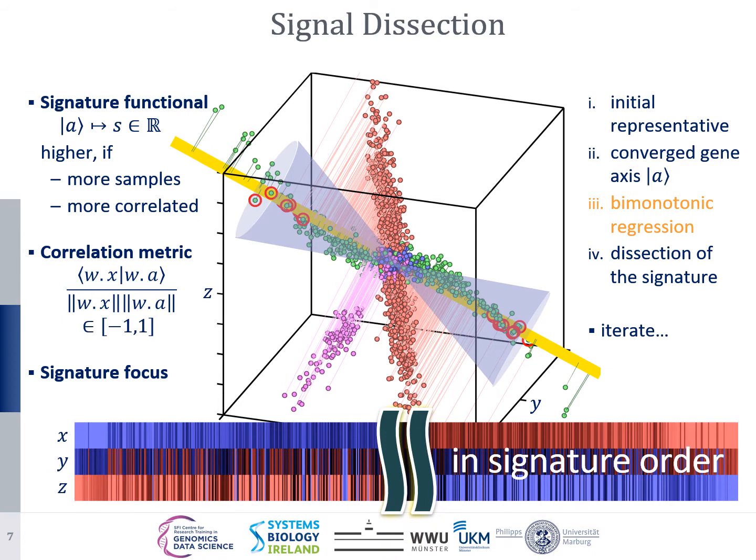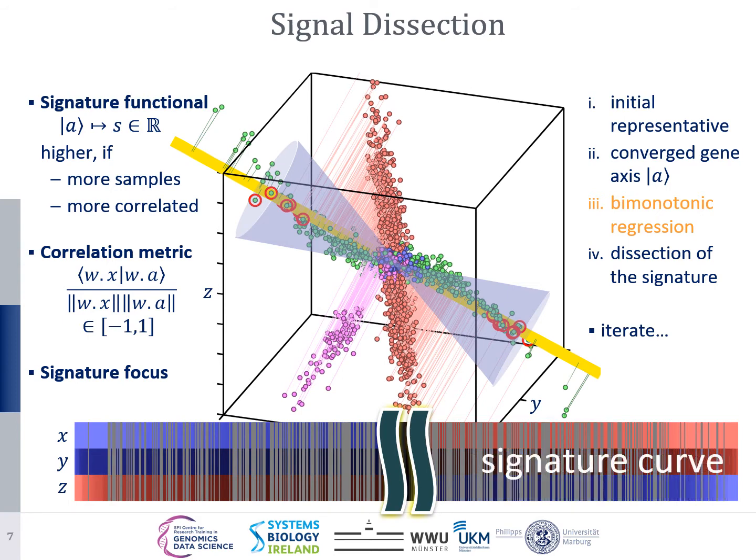Now going to the heat map view. We only have 3 rows in the heat map here because it's a 3-dimensional gene space, x, y, and z, and every column is a point. On the left you see those points with low blue x and y coordinates and high red z coordinates. These correspond to the upper left green dots in the 3D view. Over this signature order, I now apply bimonotonic regression within the signature focus, which results in this bimonotonic matrix where the gray columns correspond to those sample points outside of the signature focus. They do not influence the regression.